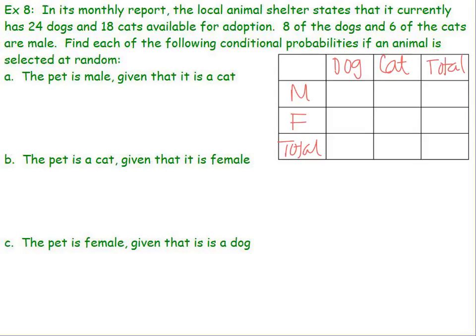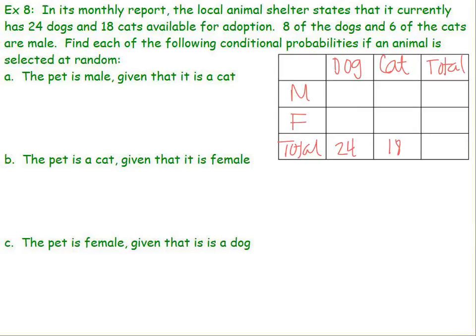It said the local animal shelter states that it currently has 24 dogs. That's the total number of dogs. So I'm going to find the dogs. I'm going to go straight down, and I'm going to put a 24 here for the total. It says they have 18 cats available for adoption. So I'm going to find the cats. I'm going to go straight down, and I'm going to put an 18 there.